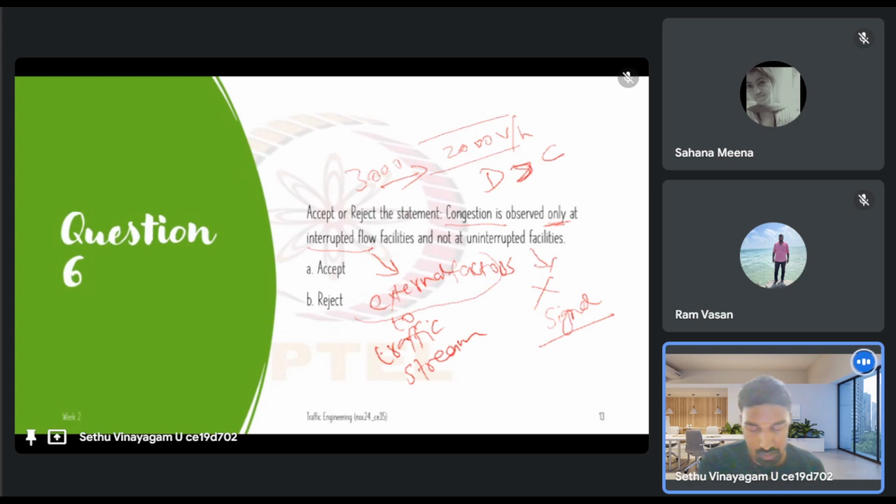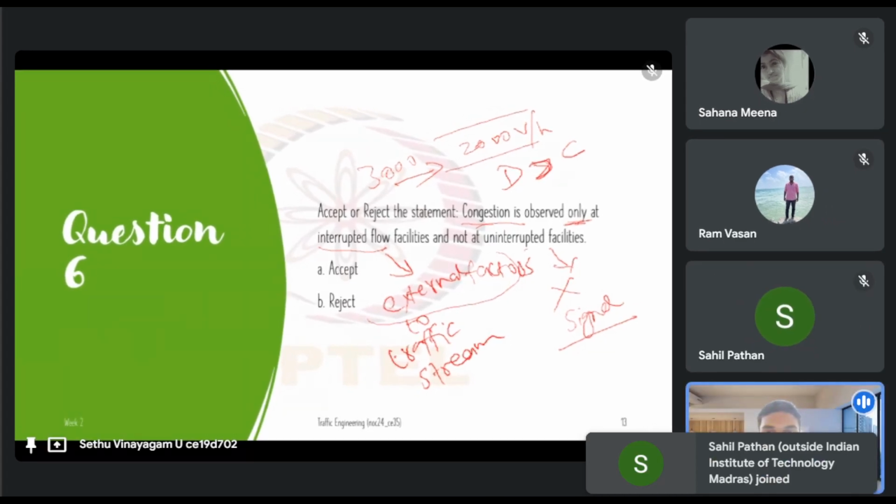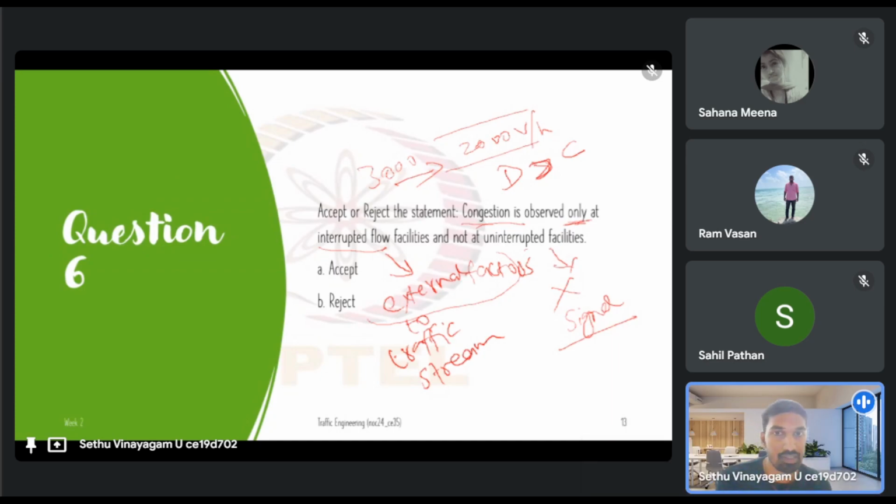But even if it is not there, depending on your flow to capacity ratio, you will have congestion in the uninterrupted facility as well, right? Just what causes that congestion will be different, but it can still be present in both facilities, right? So that's why this given statement is not correct.